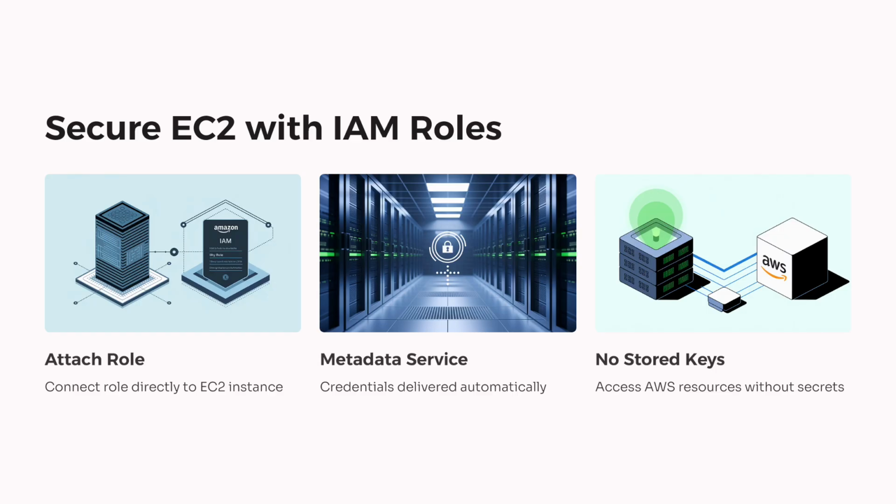When an EC2 instance needs to access AWS resources, like reading from S3 or writing to CloudWatch logs, the secure approach is to attach an IAM role. No need to embed secrets. The instance metadata service provides the credentials, and they're rotated automatically behind the scenes. This removes the need for manually storing or handling keys.